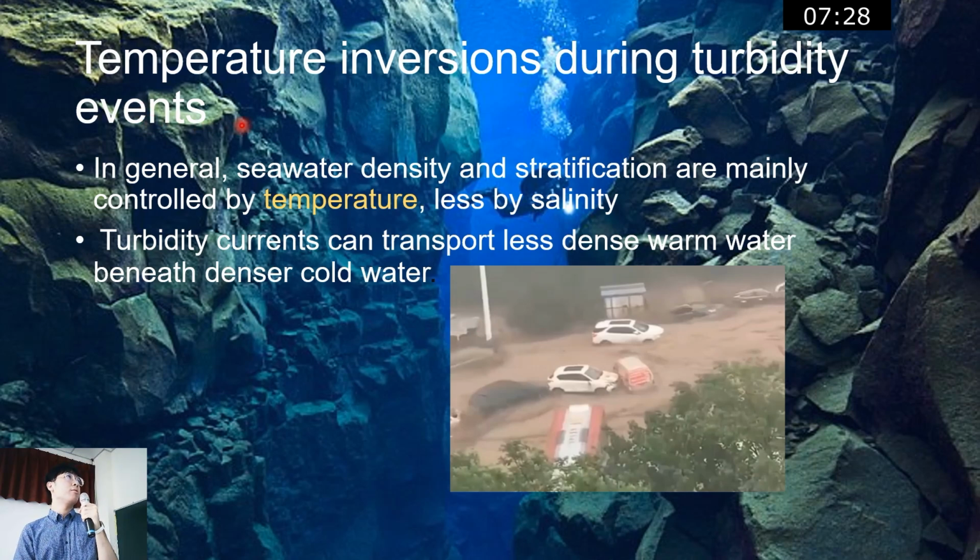And temperature inversion during turbidity events. In general, seawater density and stratification are mainly controlled by temperature, less by salinity. A turbidity current can transport less dense warm water beneath denser cold water, such as a mudslide. If there is a mudslide, the car will be washed away easily.